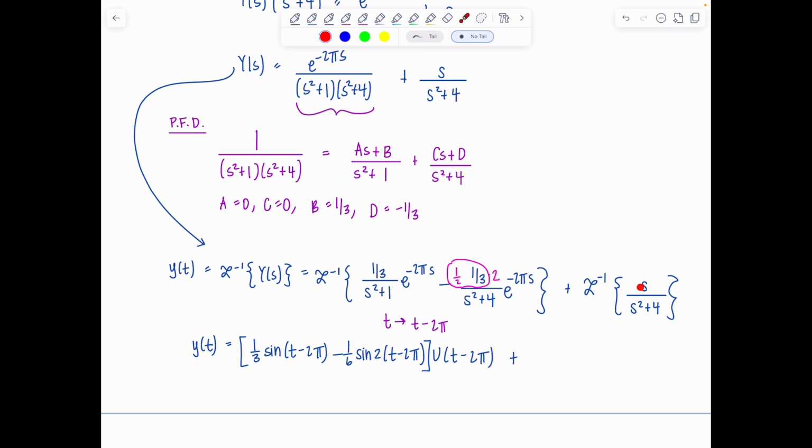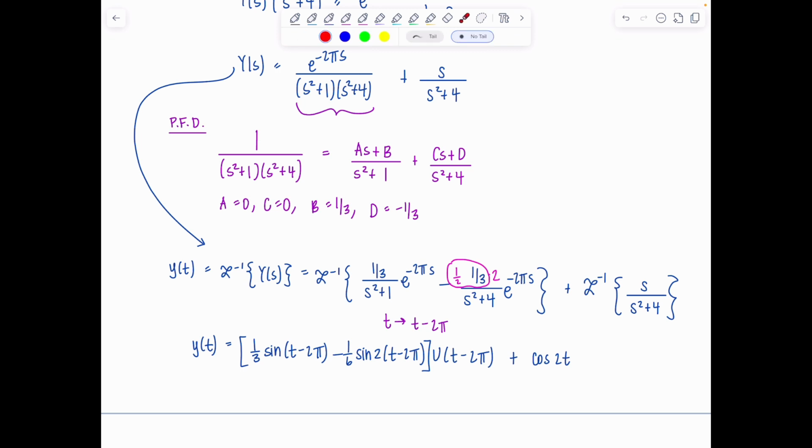Plus, and then this term actually ends up being even easier because there's already an s up top. So the inverse Laplace is going to involve cosine 2t. You don't need a 2 up top. Only for sine, you need k up top. So this is going to be cosine 2t. Good? Honestly, I didn't care if they just left it this way.